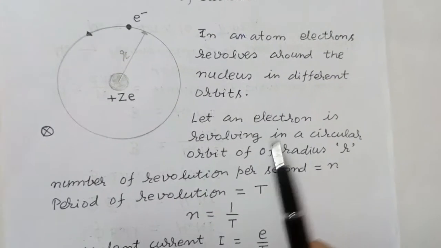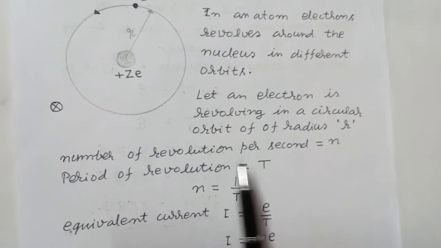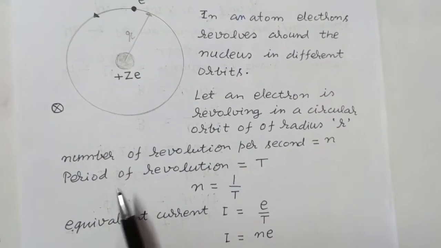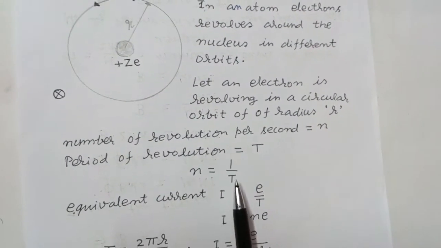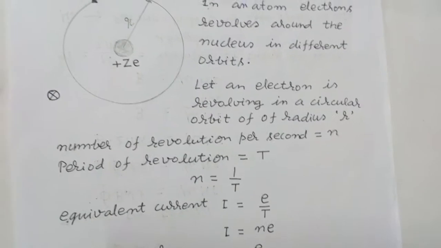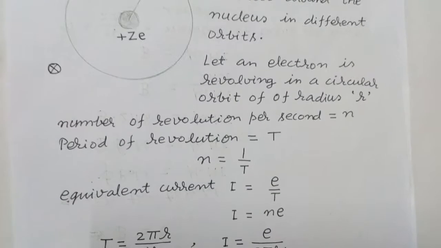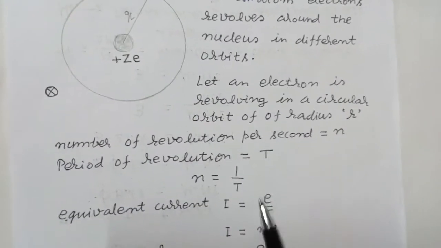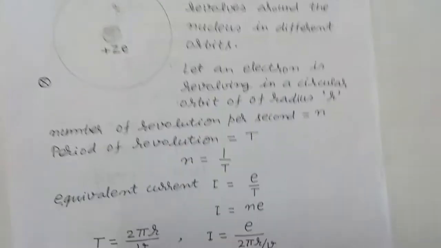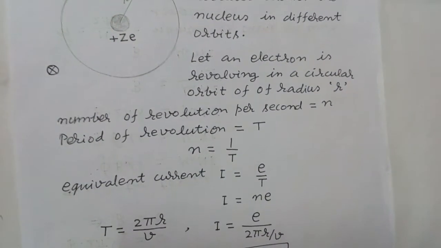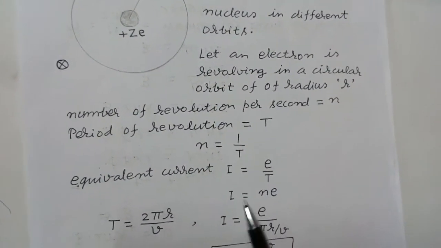Now let an electron be revolving in a circular orbit of radius r. Number of revolutions per second is equal to n. Period of revolution is equal to capital T. So n is equal to 1 upon T. Now equivalent current I is equal to e upon T, because we know that current I is equal to charge upon time. So in time T, that is in one period, this electron completes one revolution. So I is equal to e upon T. Now 1 upon T is n, so I is equal to n into e.